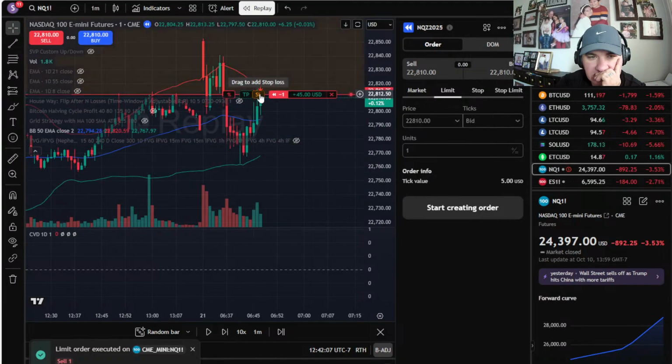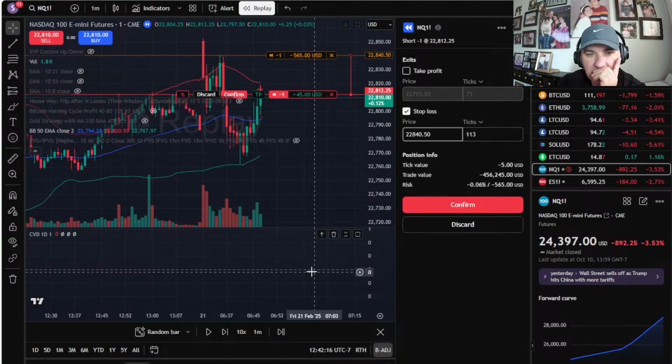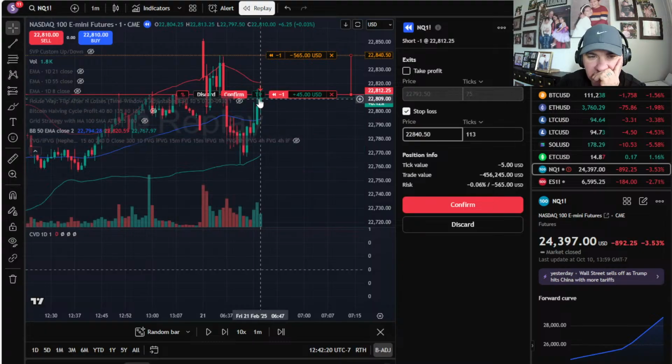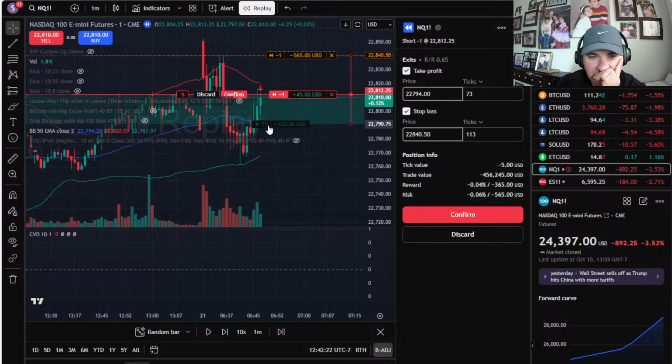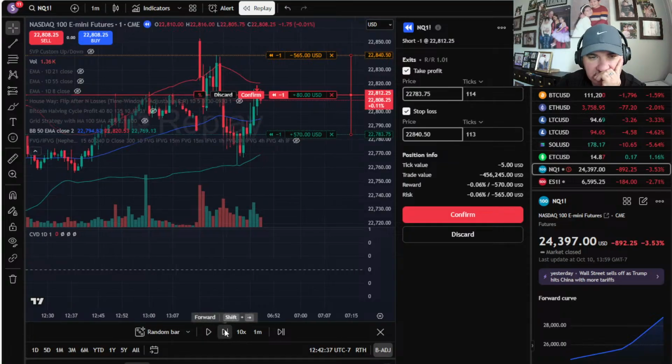As soon as you're short, you put your stop loss above the candle that created the gap. Take profits are up to you guys. I'm just gonna go for roughly 1-to-1 of whatever the trade initially is, and then we'll see what happens.